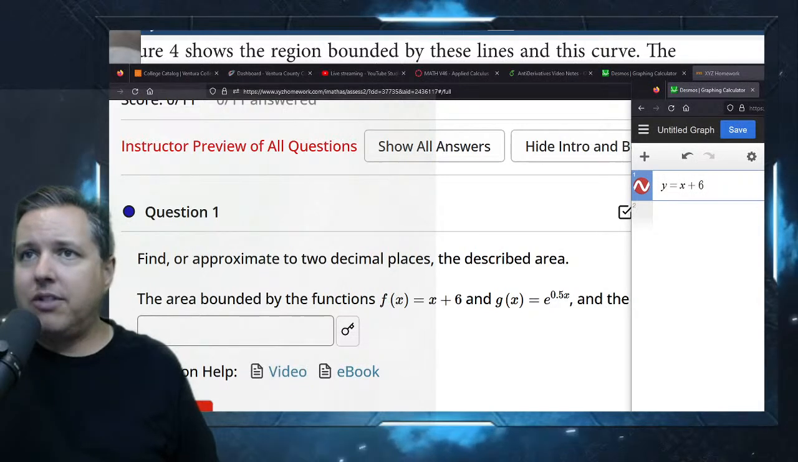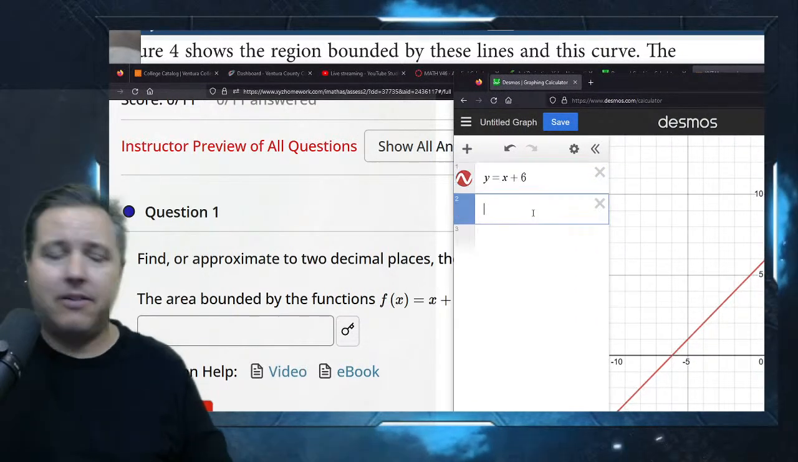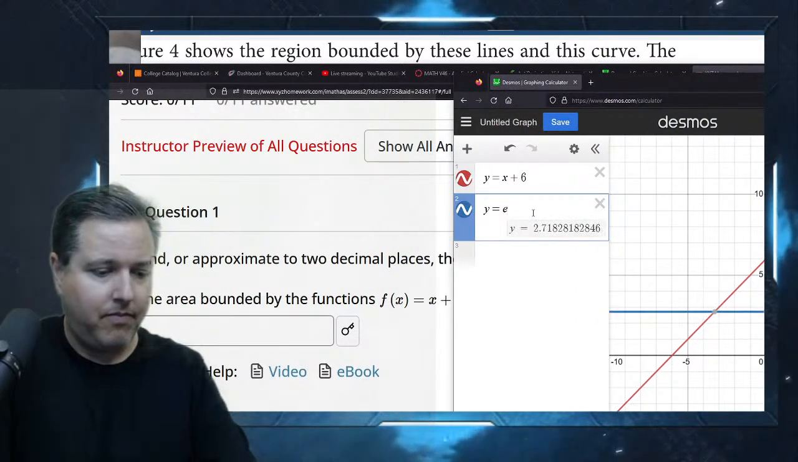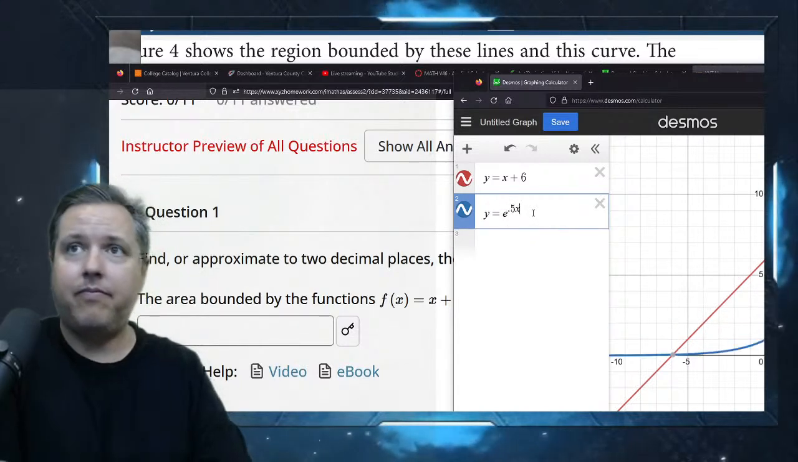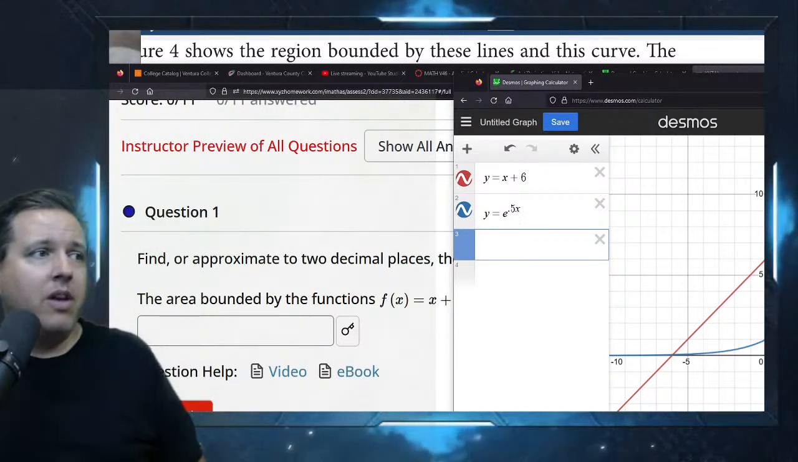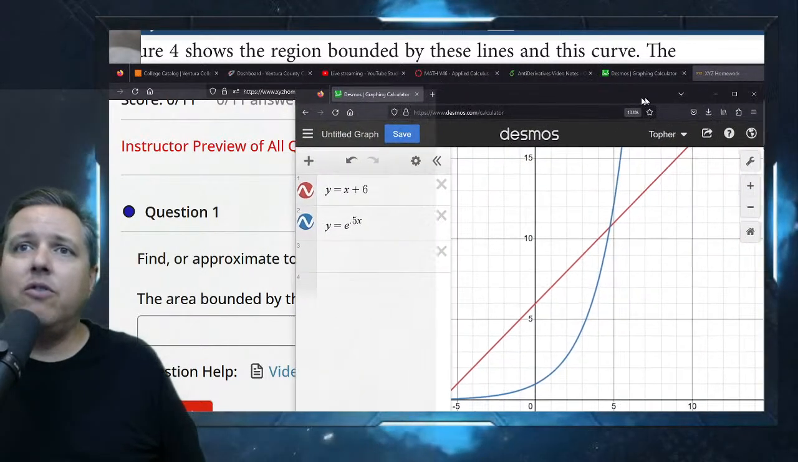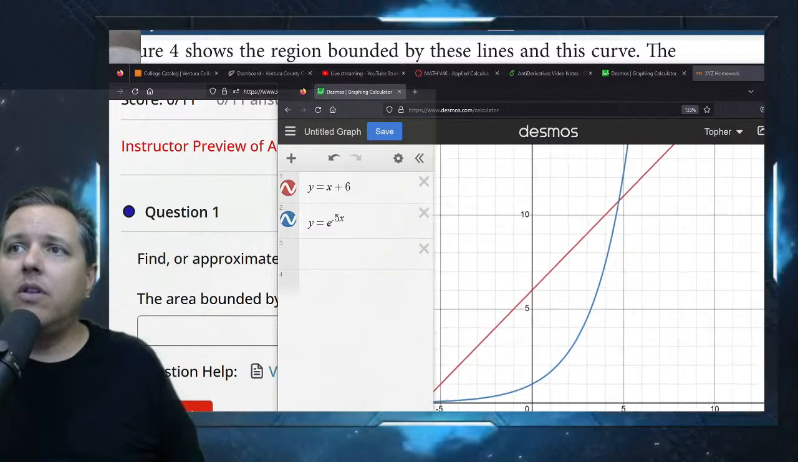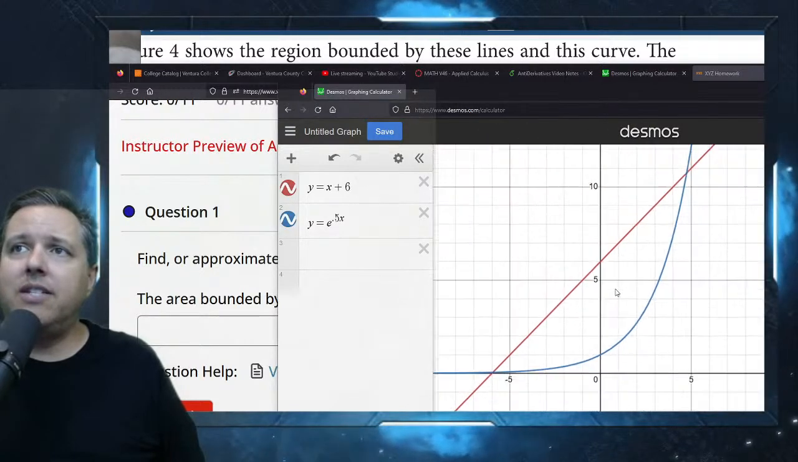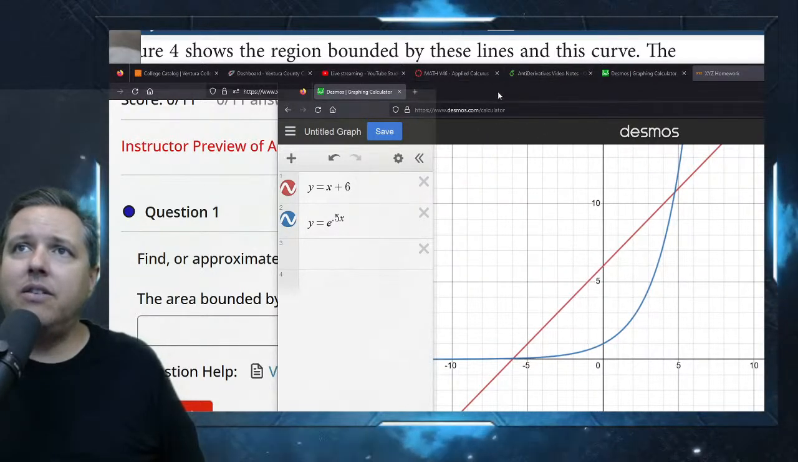And then g of x equals e to the 0.5x. And then you can start to kind of see the area that's bounded here. Let me move this over a little. Okay, so we can see that bounded area.